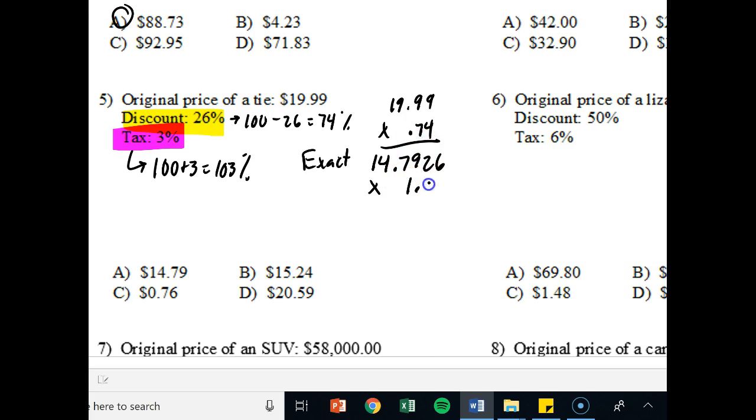So times 1.03 gives me 15.236378, and so on, right? But basically we can stop right there, and it rounds up to $15.24. As we discovered in the other class, you could do the tax first, then do discount, but most stores they'll apply a discount first, and then they'll do a tax on top of that.